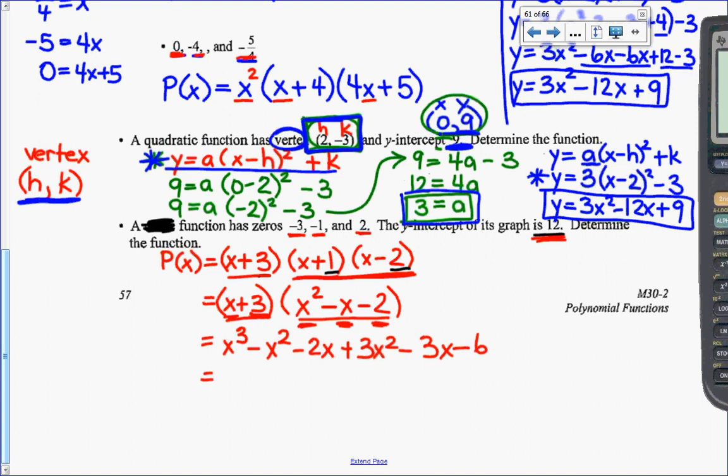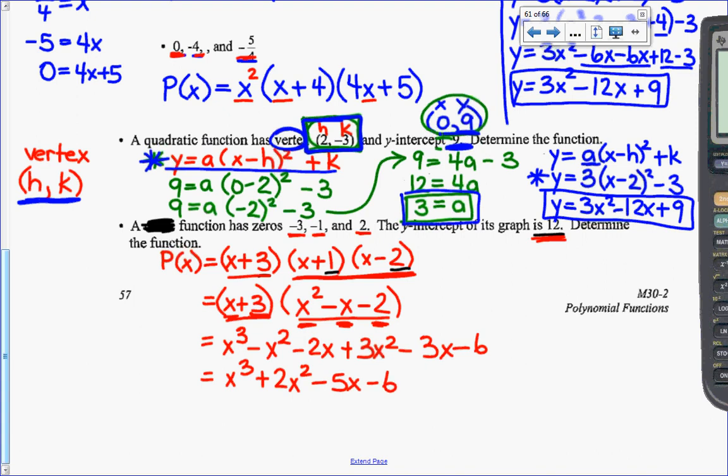When I combine like terms, I end up with x cubed. Then I'm going to add my x squareds. I've got negative x squared plus 3x squared is positive 2x squared. Then I'm going to combine my x's. I've got negative 2x minus 3x, that's negative 5x, minus 6.